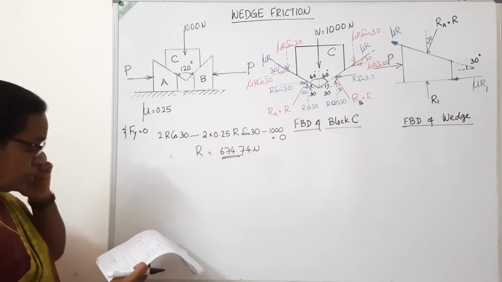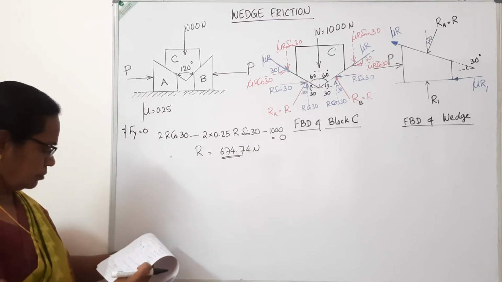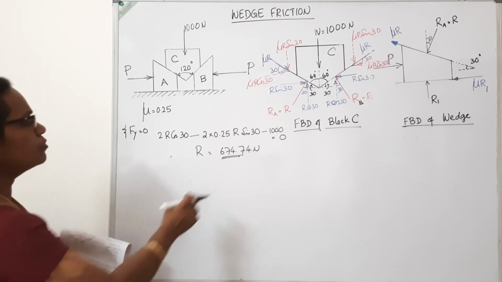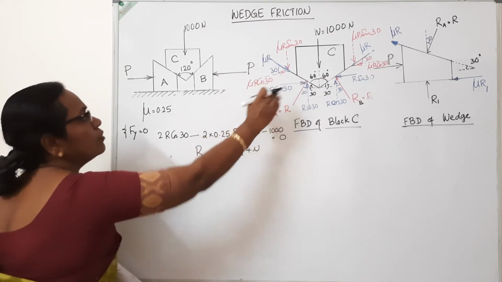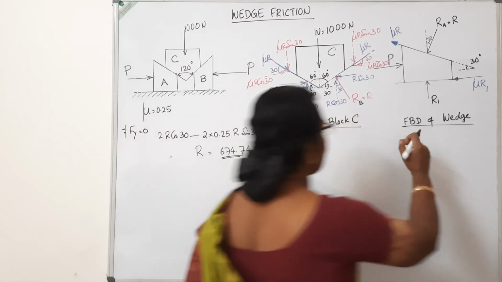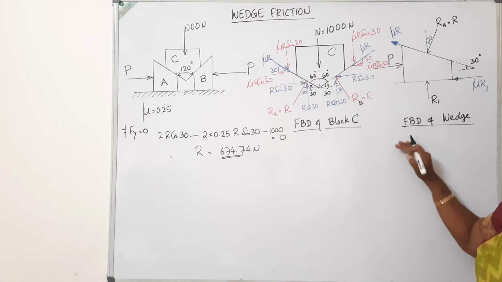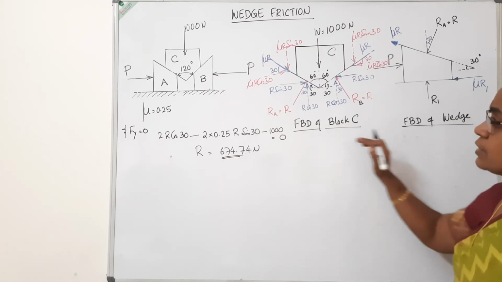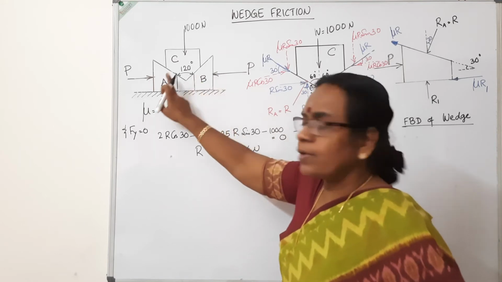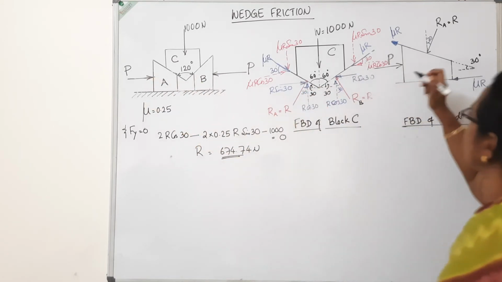Now, what is our question? Our question is to find out the force P. So once we have got R, that is the only unknown here, we got from the first free body diagram. Move on to the free body diagram of wedge. This is the wedge. Let us consider only one, from one side we consider, both are symmetrical. I am considering wedge A.